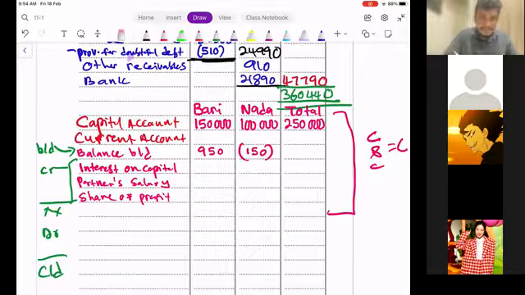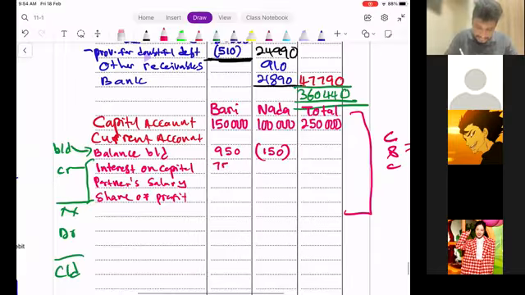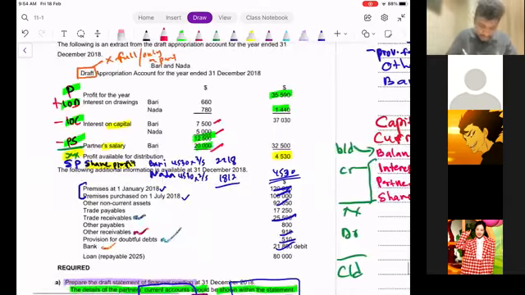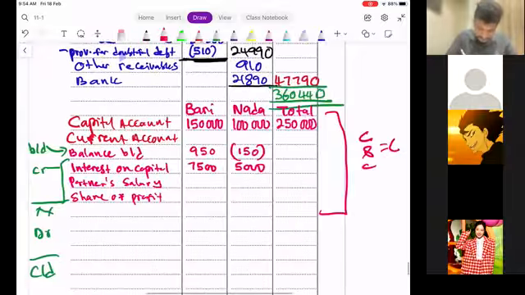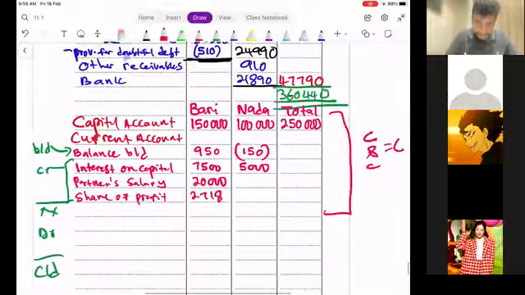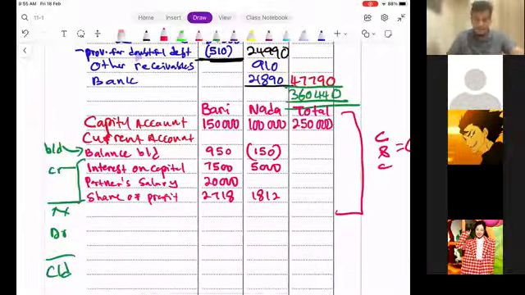Okay, so interest on capital. Answering your question, Lydia: no need to put plus, minus here. So interest on capital, 7,500, 5,000. If I didn't answer your question, please ask again. Partner salary, 20,000. 20,000 for who? 20,000 only for Bari. Share of profit, 2,718, 2,718, 1,812. Then you total up.